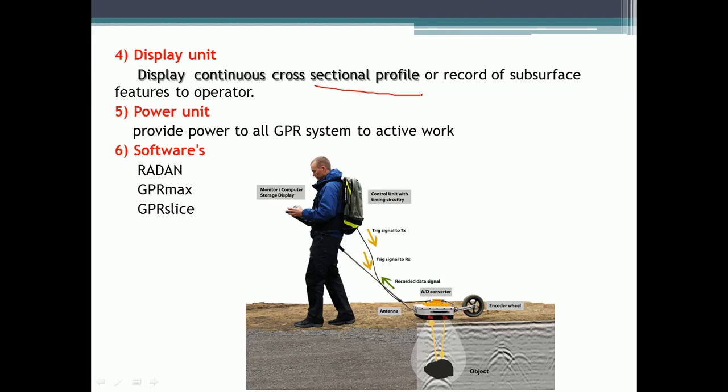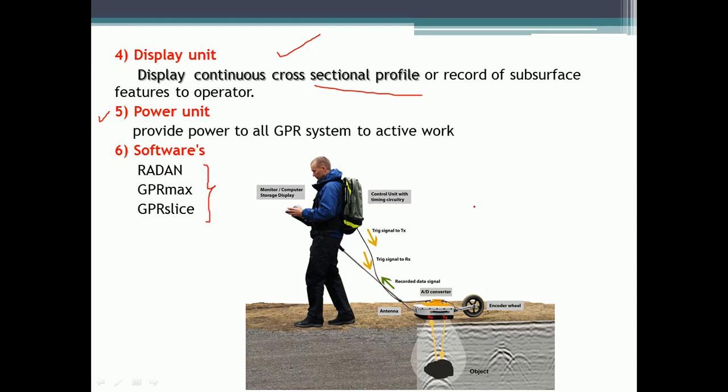profile. So what is the earth profile? It gives the detailed cross section, and we get colored images in the display unit. Power is required for conducting this survey, and the power unit provides the power for all the GPR systems to work. Some of the most commonly used softwares are Radan, GPR Max and GPR Slice, which are used in the GPR system to collect the information.